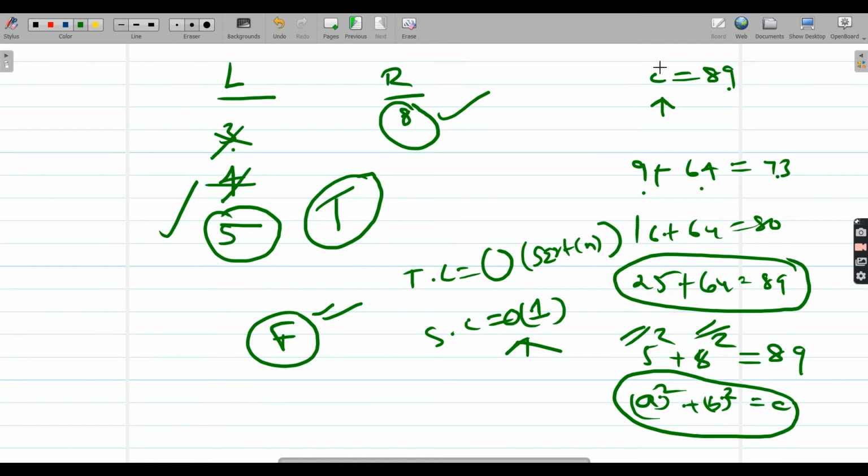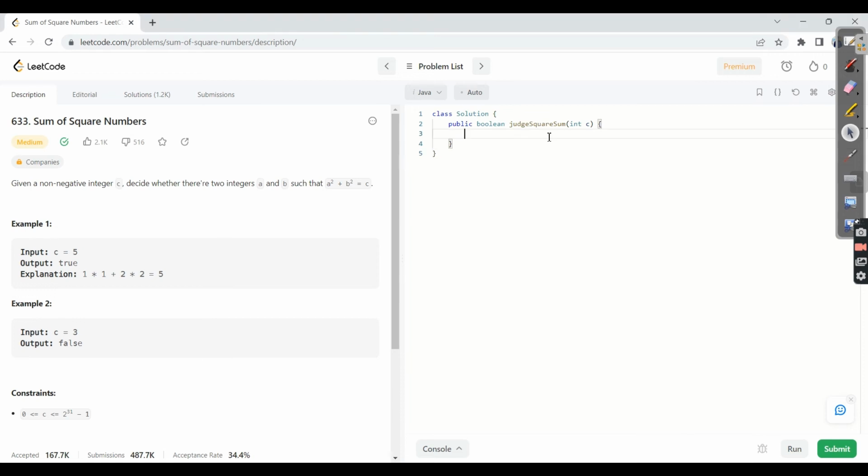Let's jump onto the coding part now. What I'm going to do here is I'm going to take long left. Initially, I'm starting with 0. And as I said, I'm going to have right, which is going to be math dot square root of c. And I'm casting to long here.